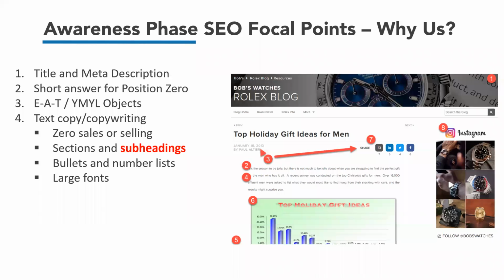Sections and subheadings are ways that we can emphasize other search terms without being keyword explicit and looking like we're stuffing keywords. Bullets and numbered lists, for some reason, always help a page perform better. It breaks up the paragraph so it doesn't look like paragraph after paragraph. And then using larger fonts. That's where this page is a little bit challenged because the font's a little bit low.